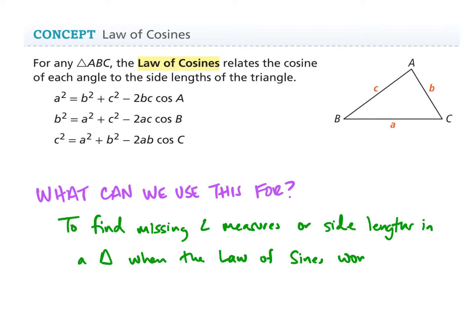won't work. And I say it that way because the law of sines is a lot easier to use. It's easier to remember than this, and it's just generally going to be easier to work out and solve an equation that uses the law of sines. But if the law of sines doesn't work, like we saw in that example a few minutes ago, then we can use the law of cosines for that example, perhaps, to find whatever angle measures or side lengths might be missing. So that's what we're going to use the law of cosines for. It's like our backup tool when the law of sines won't work.